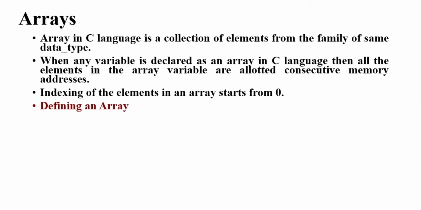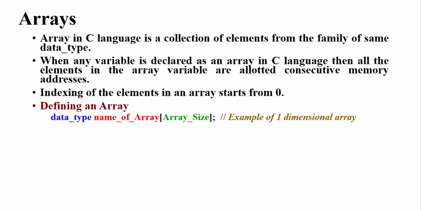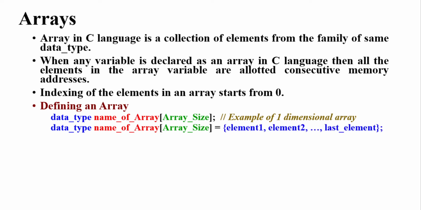So how to define an array? To define an array, we need to have at least 3 elements. One is the data type, second the name of the array, and then in the square brackets you have to specify the size of the array. That is, how many elements are you going to allot in the array.